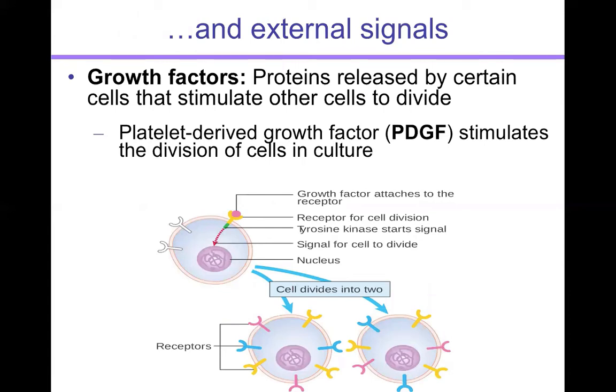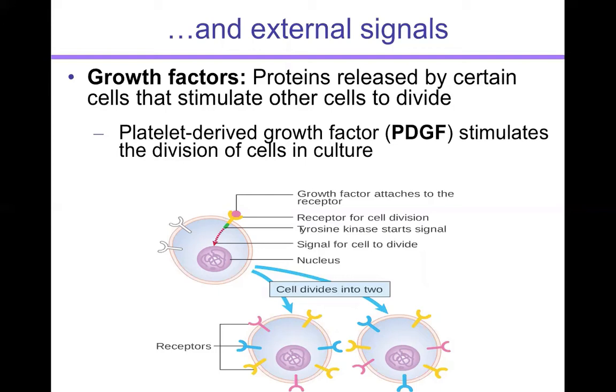Okay. But it's not just internal signals that influence the cell cycle. There are other things that go on that are external to the cell that are really important to influence whether or not a cell is even going to divide. And one of those is growth factors. Growth factors are released by certain cells that promote other cells to divide. And one really important one is PDGF, the platelet-derived growth factor.